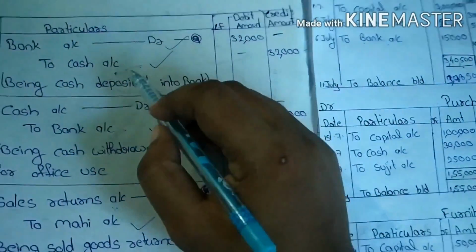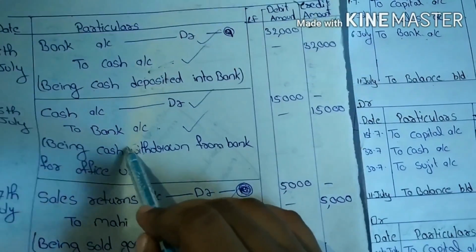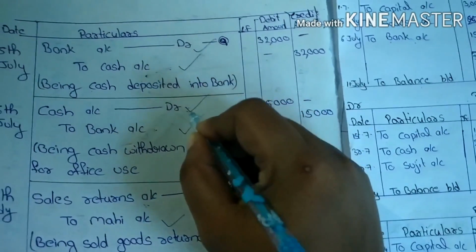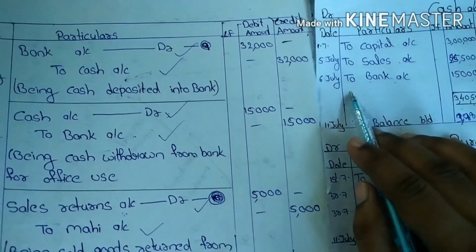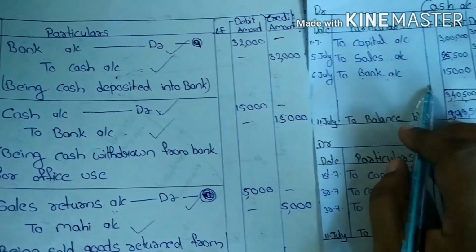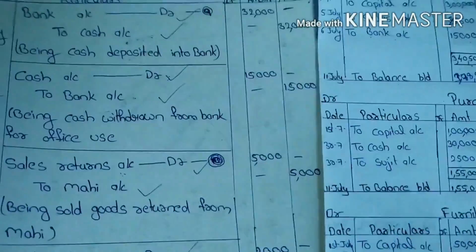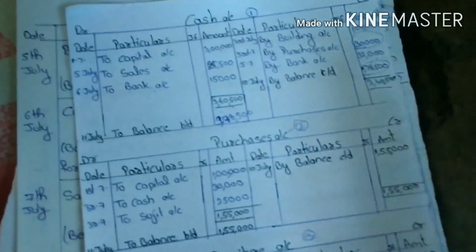Okay, it was completed. Next, on 6th July, cash account debtor to bank account. So here the cash account should be on debit side, right? So on debit side, you have to mention to bank account 15,000. So there are no more cash transactions. So here the cash account should be completed.